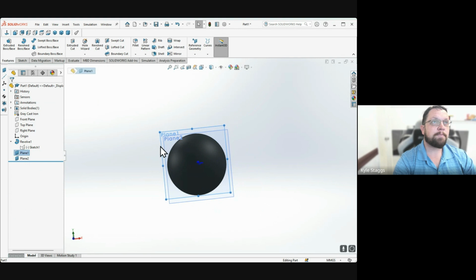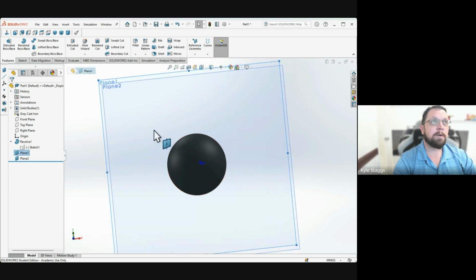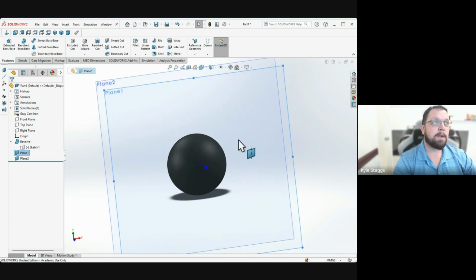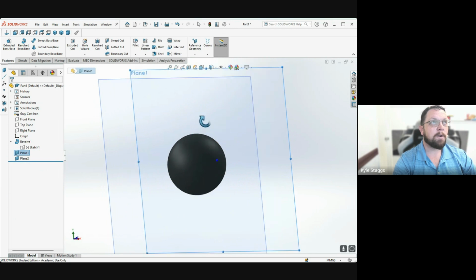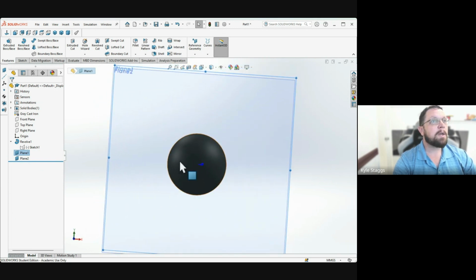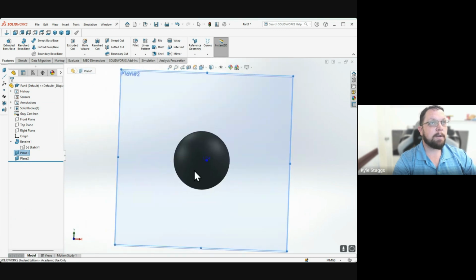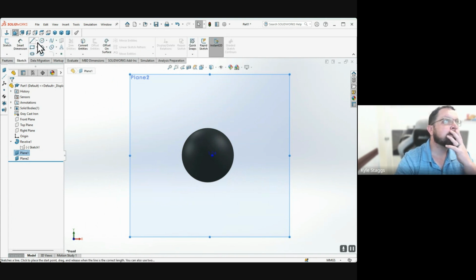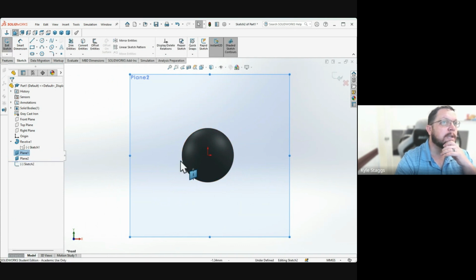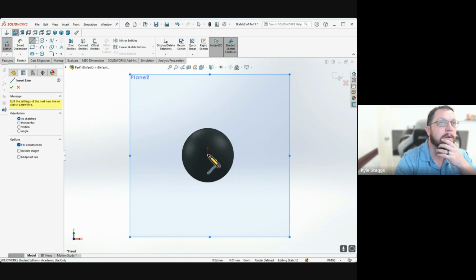So plane 1, we need that to be considerably bigger. So plane 2 will, as a reference, also change size. What we're doing now is creating our unit cell here. I'm going to change the view so that we have a square view again, to make sure we're dimensionally accurate. We're going to add a sketch to this plane. So we've got center lines.